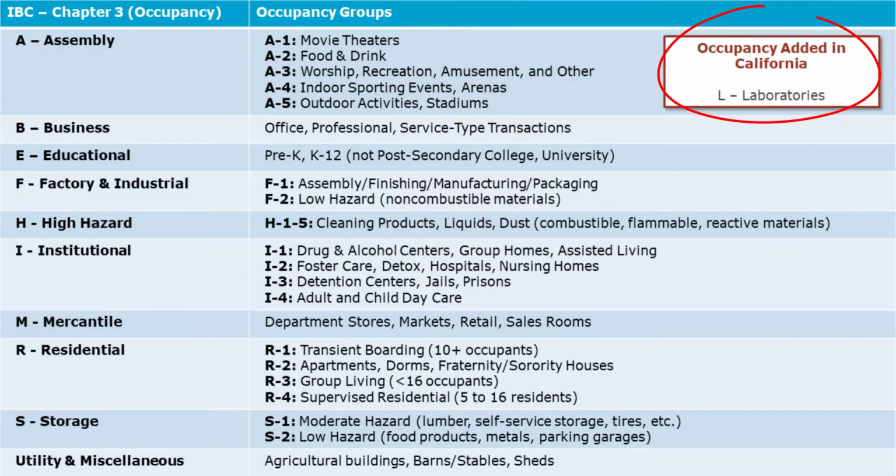But we also have to be aware that there are some places that can add to this group. California right now is the only state in the United States that actually has an L group, and that L group is for laboratories. They wrote an amendment and created a whole section just on laboratories, because they obviously have a high volume of laboratories there and it's important for them to cover it.